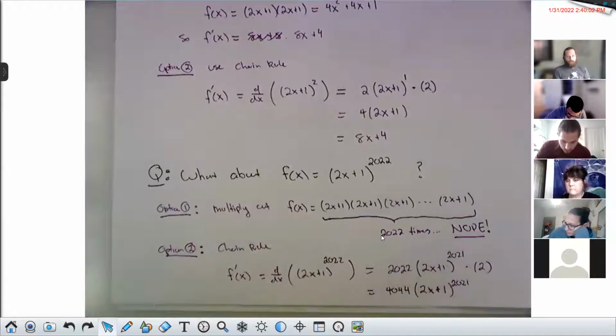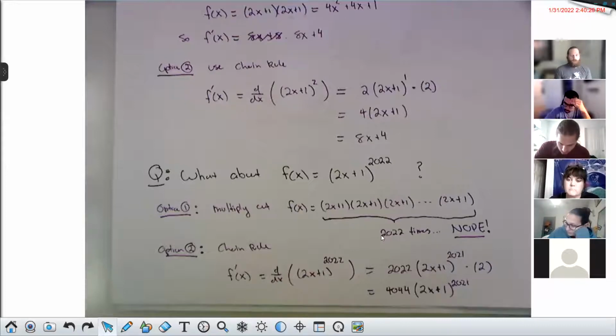Way better. No contest. So sometimes with trig functions and the like, you don't have a choice. You must use the chain rule. With powers of polynomials or powers of multinomial factors, you do have a choice. You can multiply them out. You could write out the product and then use the product rule. But if the power of the factor is large, then doing any of that other stuff is crazy. Just use the chain rule.